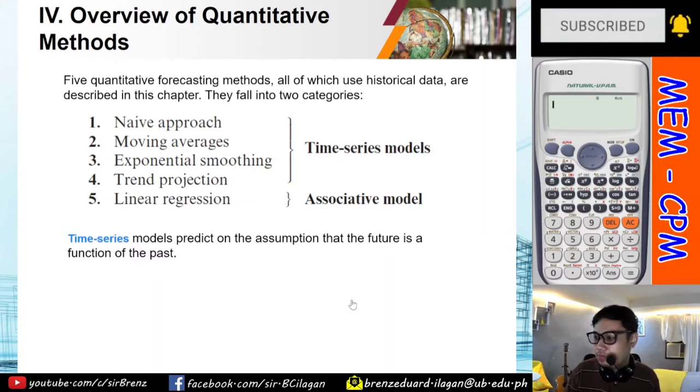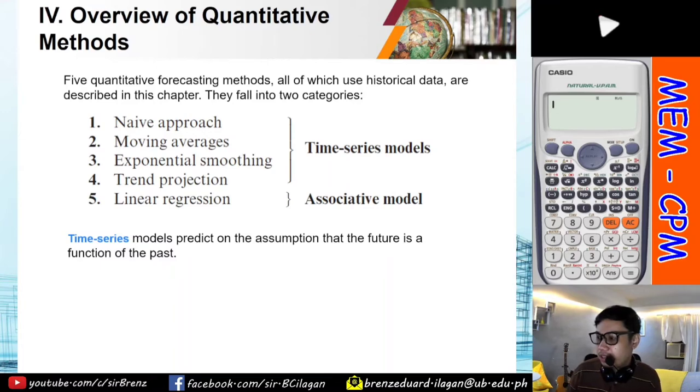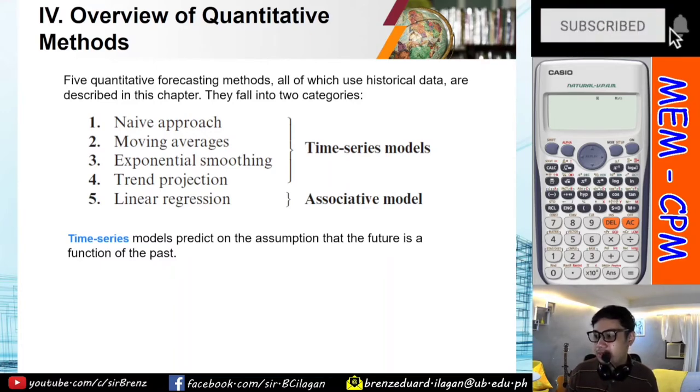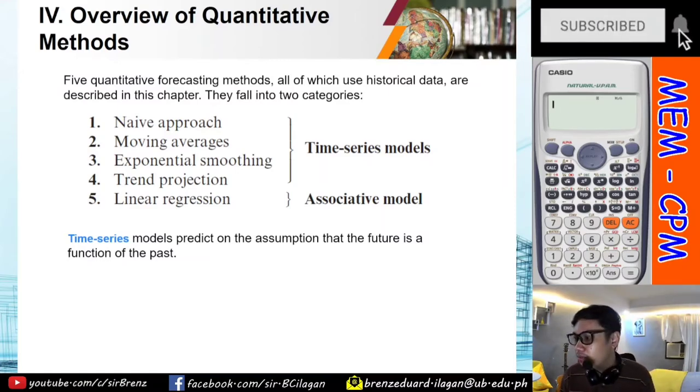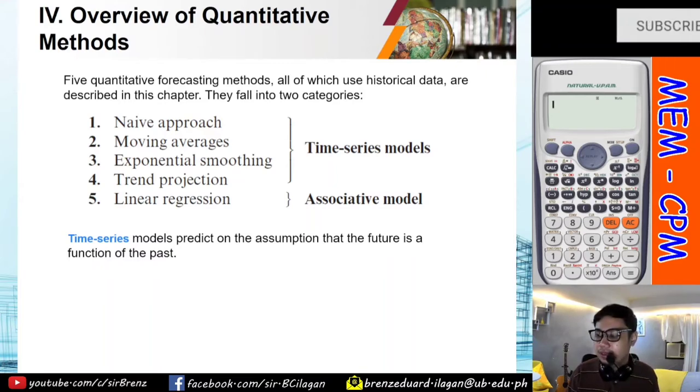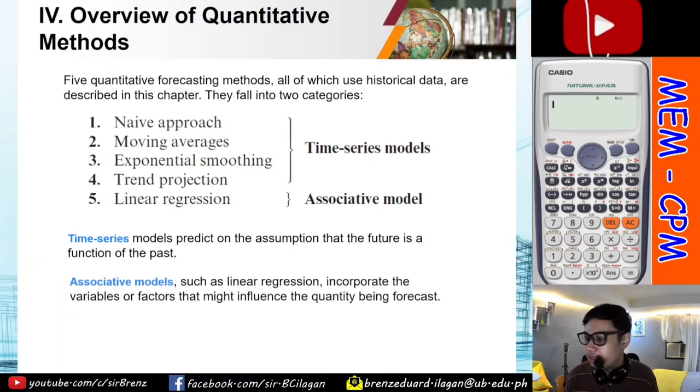So ano ba yung time series model? So this model predicts on the assumption that the future is a function of the past. In other words, they look at what has happened over a period of time and use a series of past data to make a forecast. So if we are predicting sales of lawn mowers, we use the past sales for lawn mowers to make the forecast. Okay?